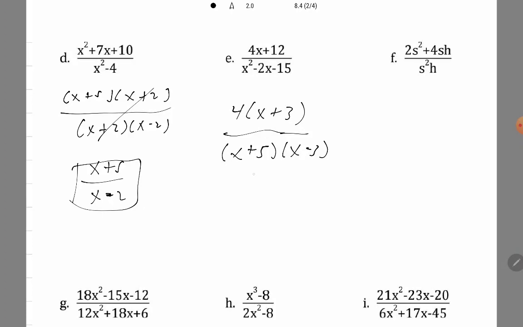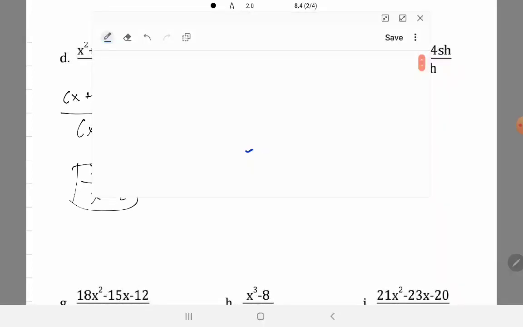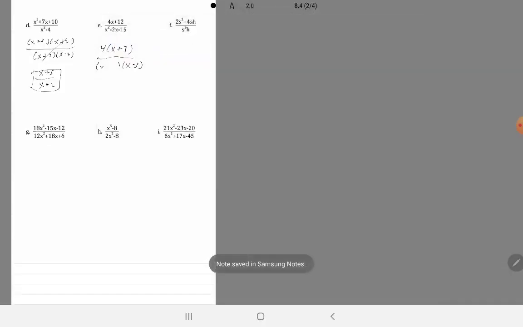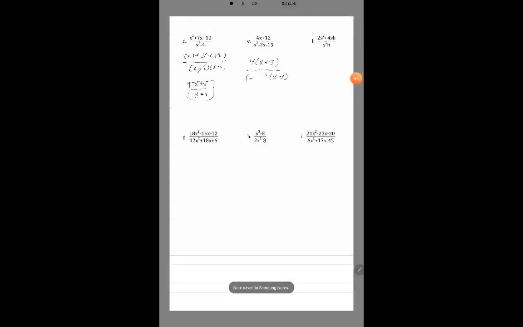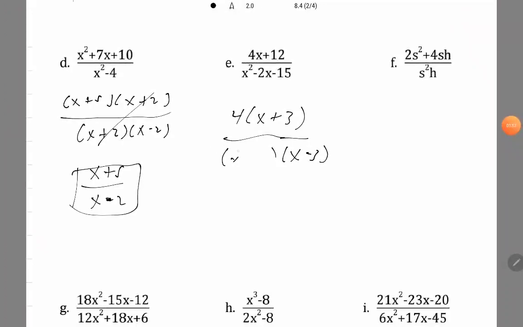Oh, sorry. Other way around. X minus 5, plus 3. Because you'll get the negative 15 if you multiply, and then if you add them up, you'll get a negative 2. It cancels these out, and we're left with 4 over x minus 5. That's our answer.